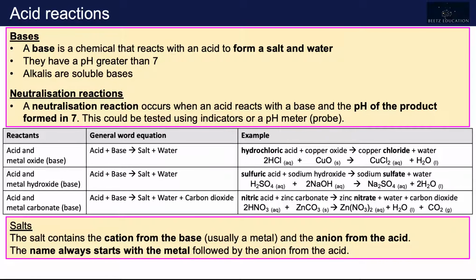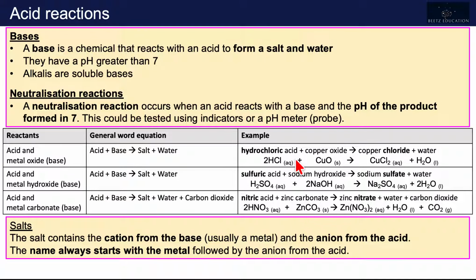Now, when it comes to naming the salt, remember the first part of the name comes from the cation, the positively charged ion from the base, which is normally a metal, and the second part of the name comes from the anion, the negatively charged ion from the acid. You'll notice in these three examples, the name of the cation portion remains unchanged. That's the easy bit. The name of the anion portion in the salt is dictated by the acid.